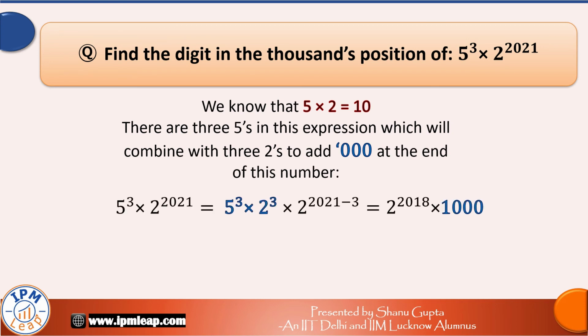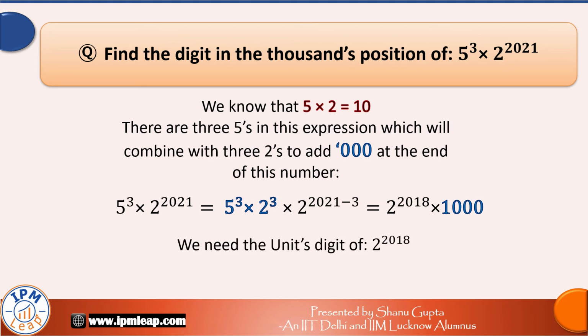5 raised power 3 into 2 raised power of 2021 is equal to 5 raised power 3 into 2 raised power 3 into 2 raised power 2021 minus 3, which is equal to 2 raised power of 2018 into 1000. Clearly, the thousands digit of this expression will be the units digit of 2 raised power of 2018 because we'll have 3 digits 000 written after that.